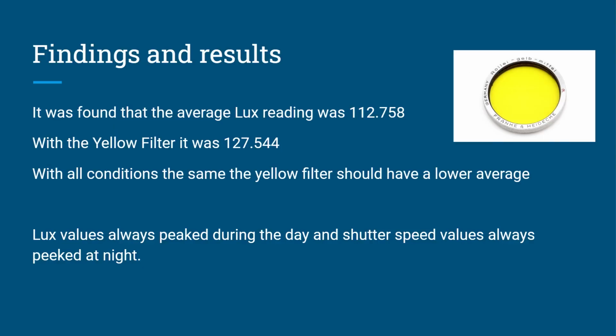So my results. It was found that the average lux reading was 112, and with the yellow filter is 127. So technically, with all conditions the same, the yellow filter should have a lower average, but weather and lighting can change depending on if clouds come by or anything like that. If it was a cloudy week during the hurricane, the lux values were typically lower. And the conclusion: the lux values always peaked during the day, and the shutter speeds always peaked at night.